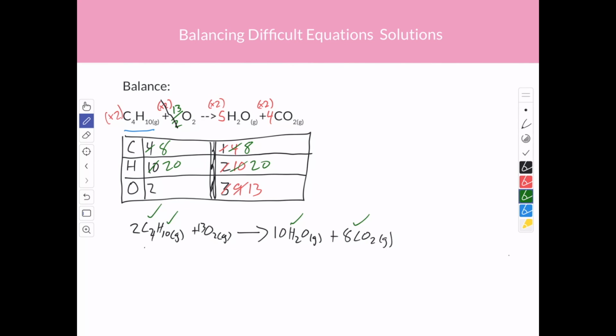All right, let's see how our oxygens fared. 13 times 2, that's 26 oxygens. All right, let's see if we did good on the product side. We got 10 oxygens from the water. 8 times 2 is 16. Sure enough, 10 and 16, that's 26. We are balanced. There we go. So that process works every time.